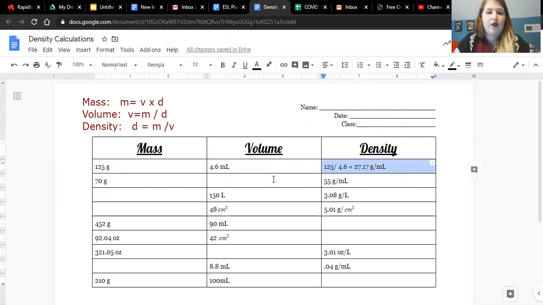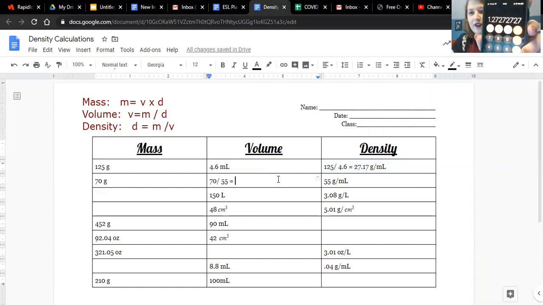Let's do another one. So right here, I am missing my volume. So to get my volume, I need to divide my mass and my density. So I'm going to take 70 and 55, and I'm going to divide them. And what do I get? 70 divided by 55, I get 1.27 repeating, 1.27 grams, or milliliters. So this is my final answer. So as long as you have the formulas, the rest is pretty easy. All you are doing is filling in the missing pieces, the missing information.